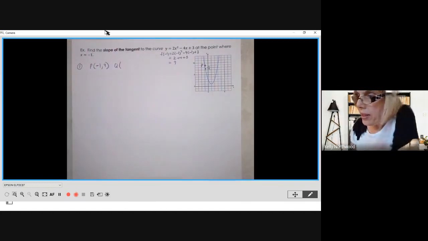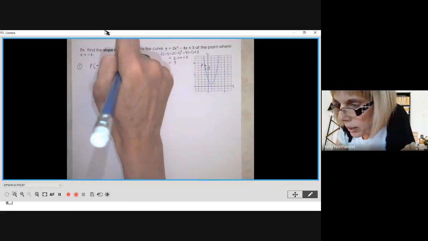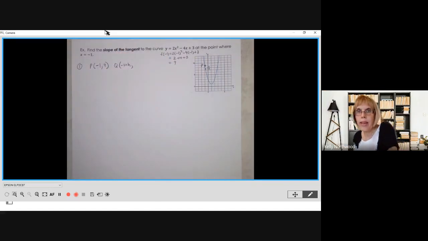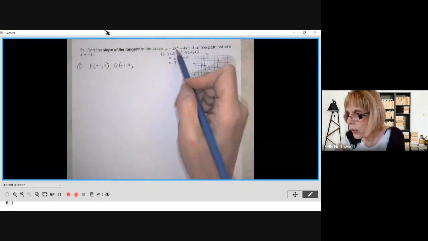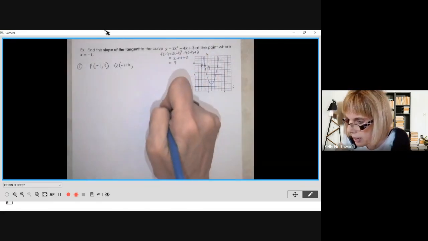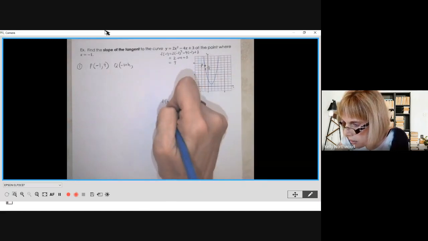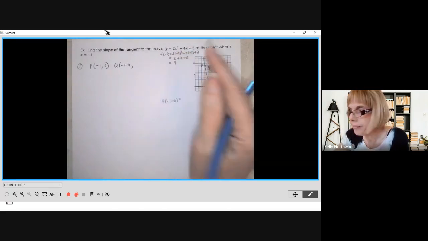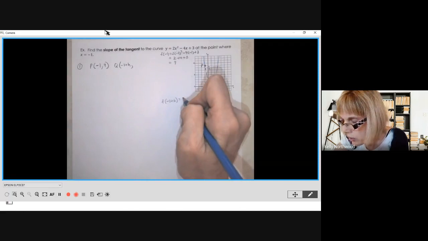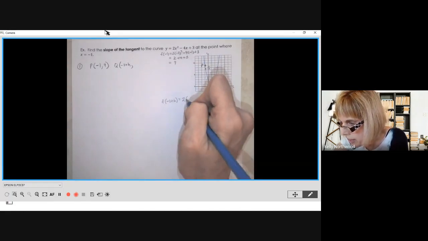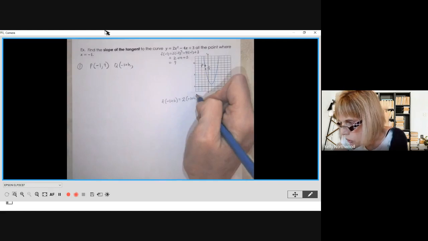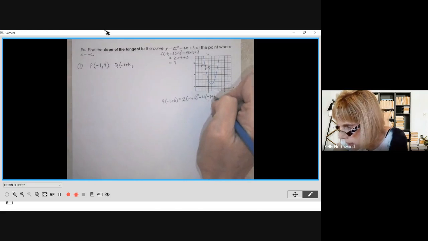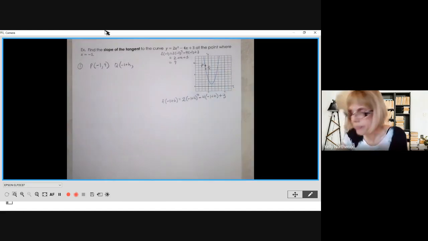So it's going to have the x coordinate, so -1 plus h is going to be the x value. And then to get the y value, I've got to do all that work here. So I've got to find f at -1 plus h using the formula, the definition up here. So 2, replace x with -1 plus h squared minus 4 times -1 plus h plus 3.